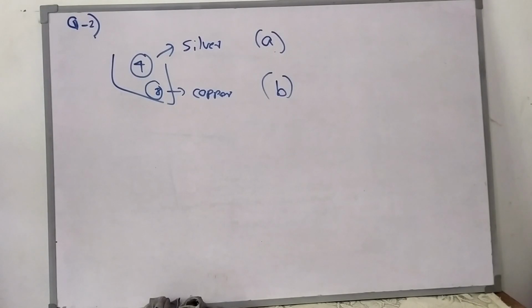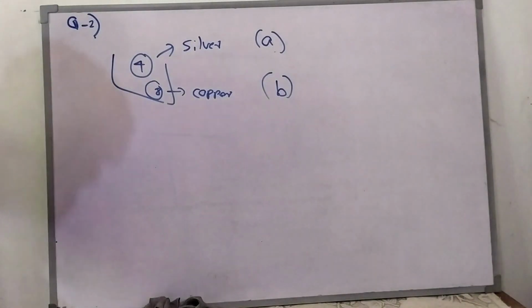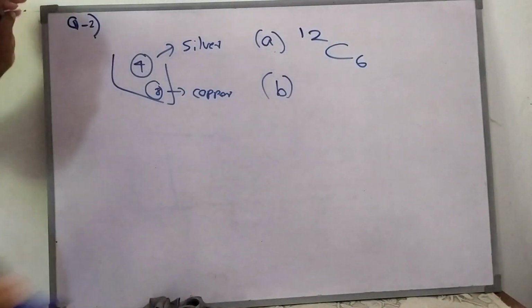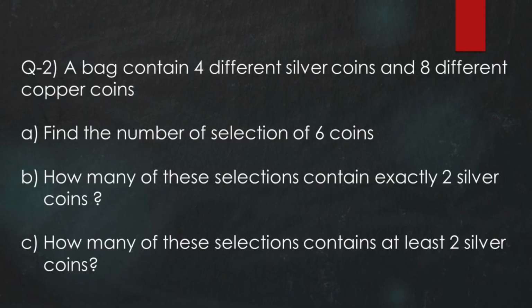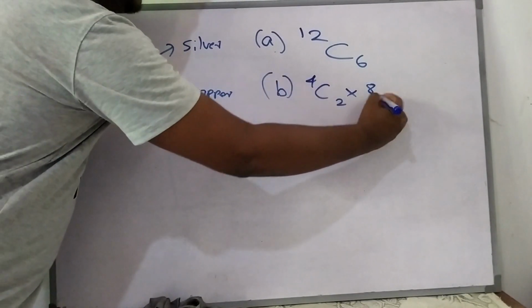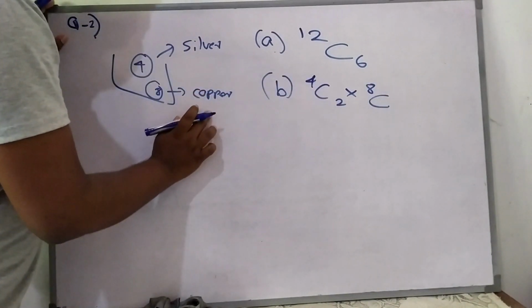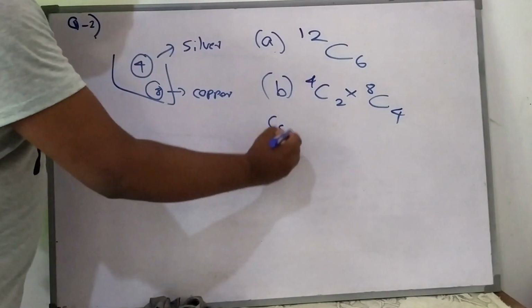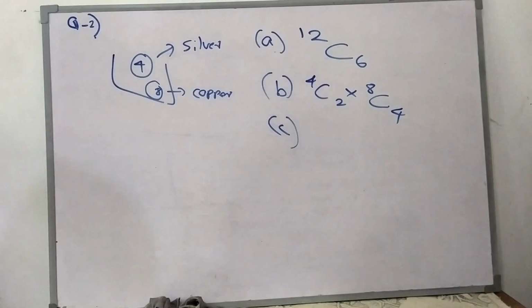So we have a total of 12 coins, right? We need to select 6 coins, then 12C6. The next one: how many of these selections contain exactly 2 silver coins? Exactly 2 means 4C2 times 8C4, so altogether 6, no? Then this is 4. What about the last part C?